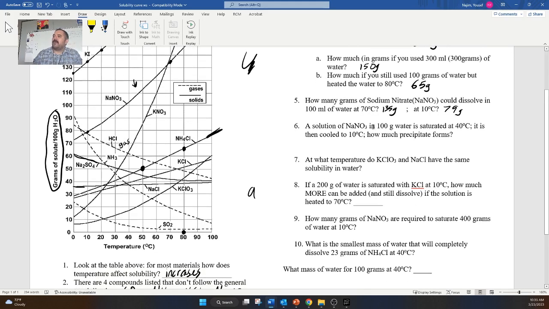A solution of NaNO3 in 100 grams of water is saturated at 40 degrees C. If it's cooled to 10 degrees, how much precipitate forms? So to answer this question, you need to know what a precipitate is. A precipitate is anything that falls out of the solution. So we're looking at NaNO3, and we're starting at 40 degrees. So we have a saturated solution. That means it has about 102 grams dissolved in it. If we cool it down to 10 degrees, 10 degrees is going to be 79. How much is going to fall out of the solution?